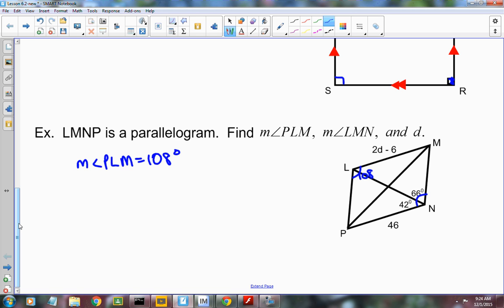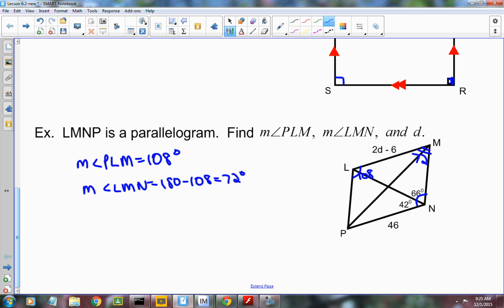How about LMN? This angle right here. Does it have a relationship with anything? We don't know what the opposite angle is, so we can't use that, but what else did we learn? The consecutive angles are supplementary, right? So if this is 108, this is going to be 180 minus that. So 180 minus 108, that's going to make it 72 degrees, right?